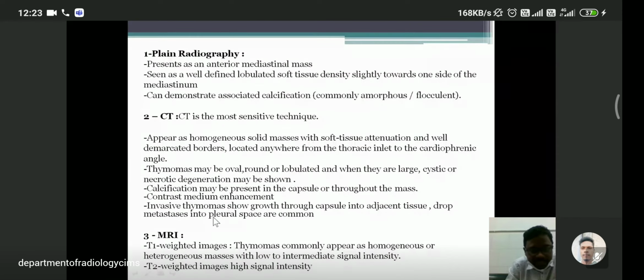In plain X-ray or PA view, it usually presents as an anterior mediastinal mass and appears as a well-defined lobulated soft tissue density slightly towards one side of the mediastinum. It can sometimes show calcification in it. CT is more sensitive than it, so we can better characterize the anterior mediastinal mass with either CT or MRI.